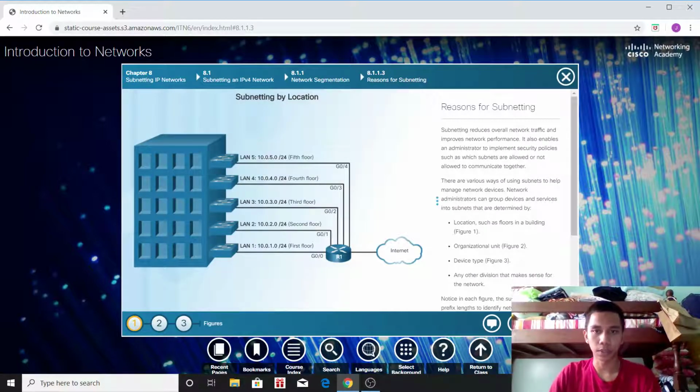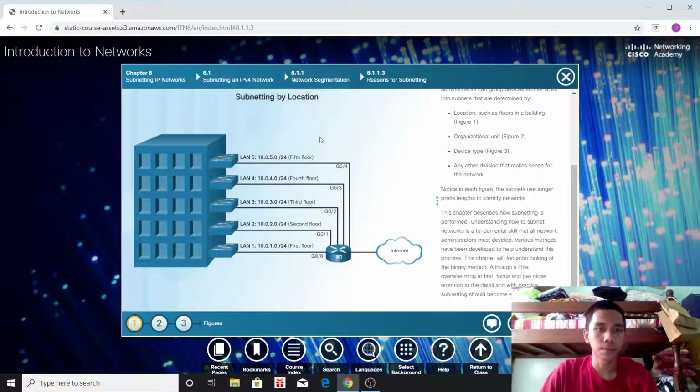Reasons for subnetting. Subnetting reduces overall network traffic and improves network performance. It also enables an administrator to implement security policies, such as which subnets are allowed or not allowed to communicate together.